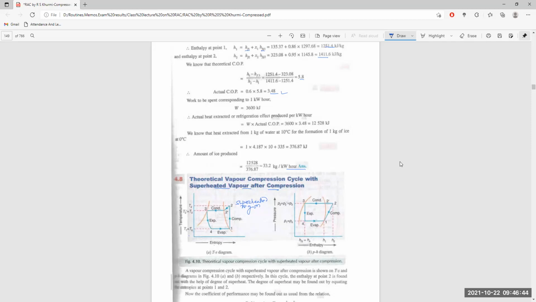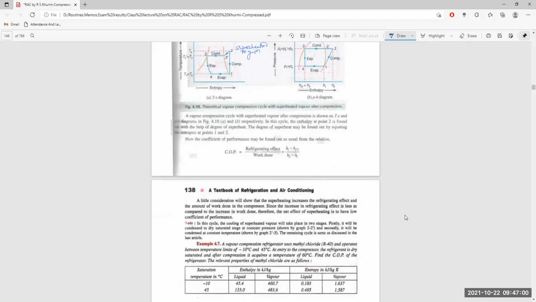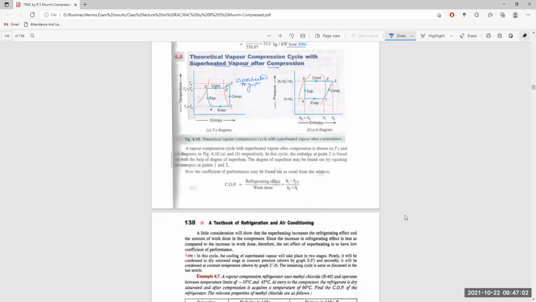Next, the expansion takes place, and expansion finishes at point 4 in the wet region, and the refrigerant enters the evaporator and goes to point 1. So what we have here is the vapor compression cycle with superheated vapor shown on the T-S diagram, which I have explained just now. Point 2 is found with the help of the degree of superheat. So we have to find the enthalpy at point 2, and we have to find a new factor known as the degree of superheat.